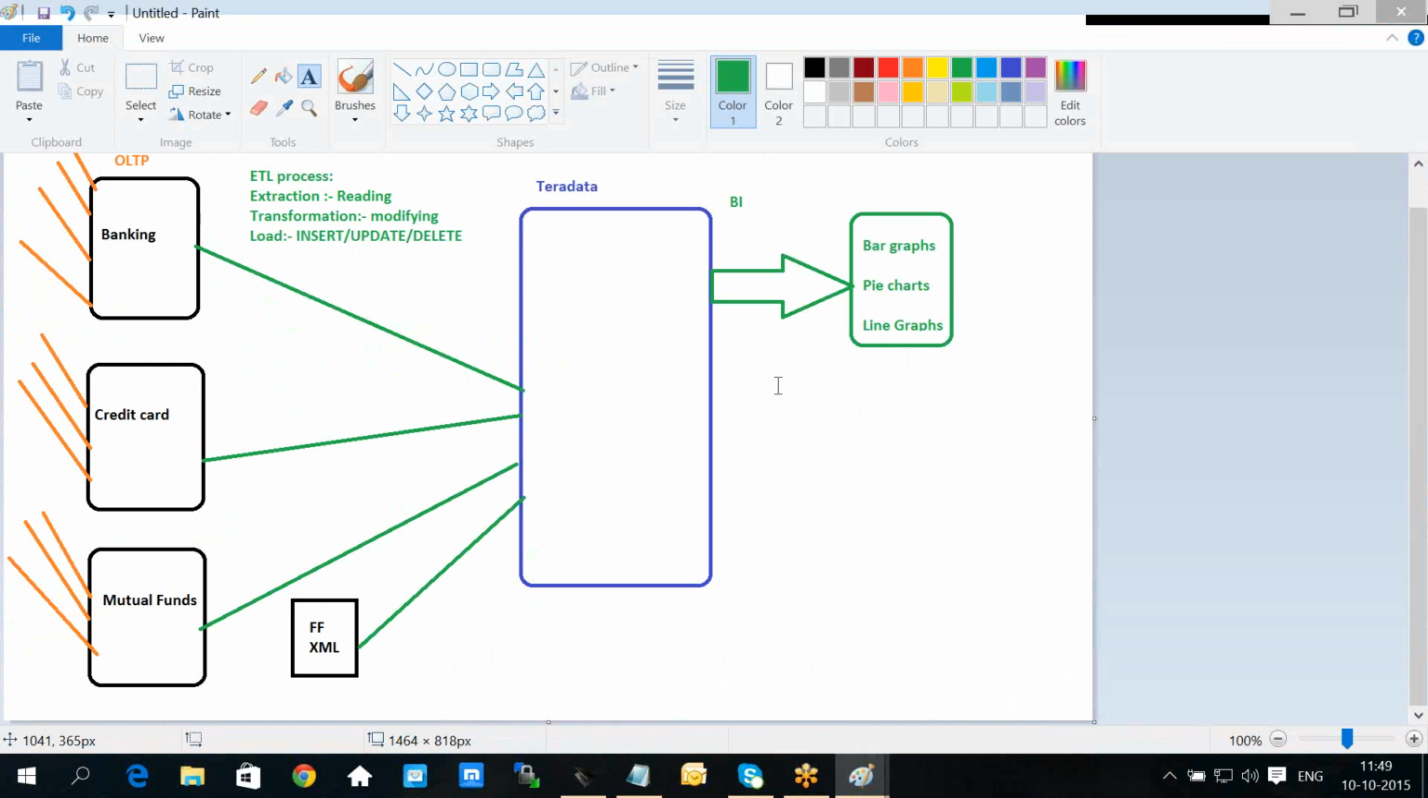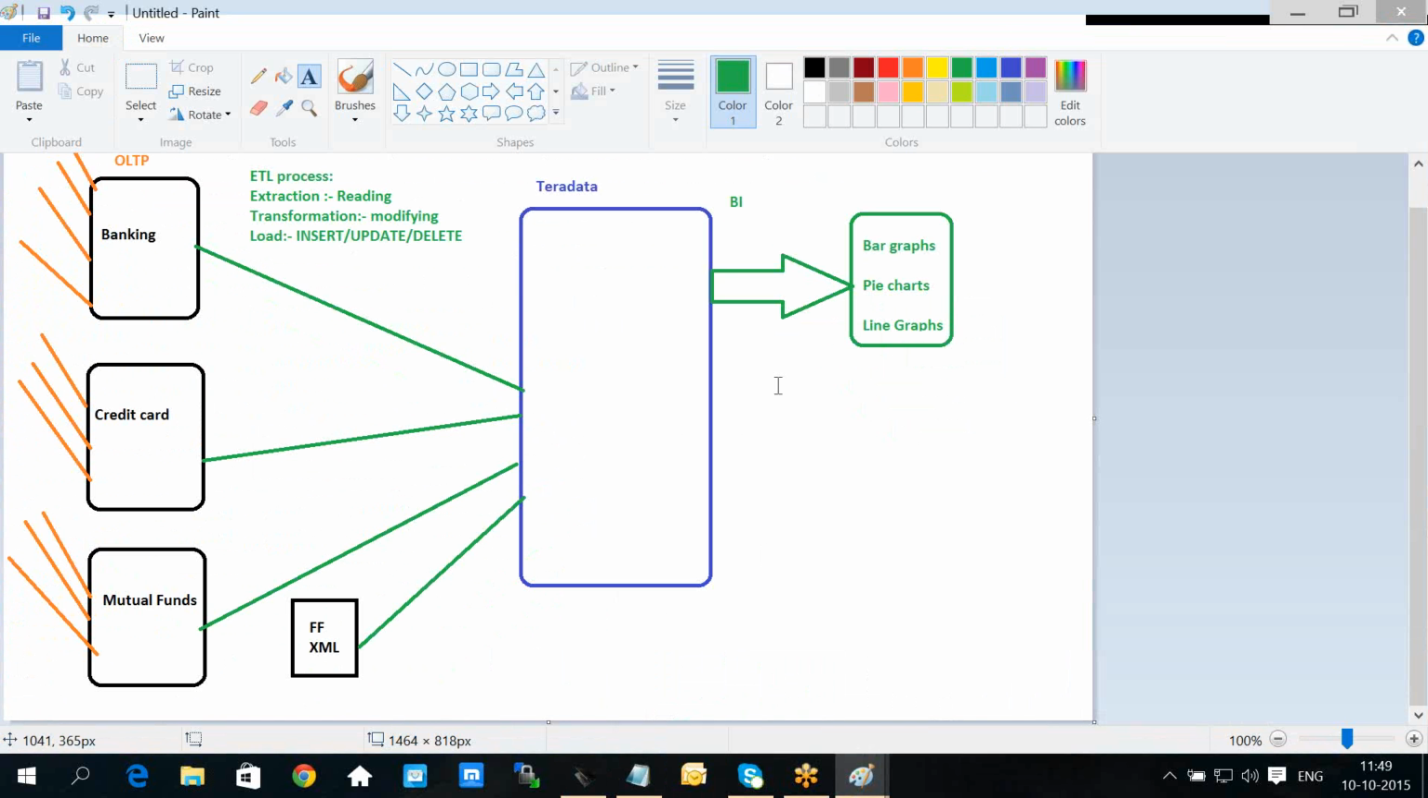Otherwise, if you don't know who is not paying the bills, what will happen? You'll not be able to recover the bills. So whenever you say you're analyzing the data, it means that by that analysis you're going to take some action or some decision. That's why the data warehouse is called a decision support system. It will help you to improve your business in all the areas.